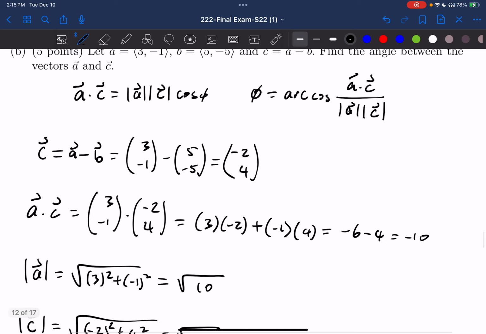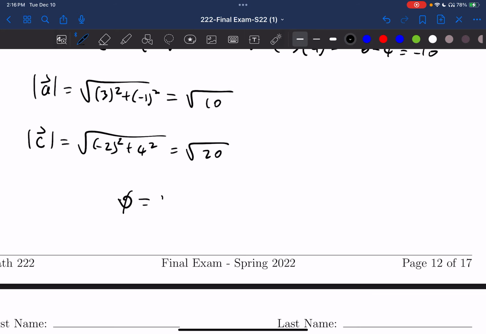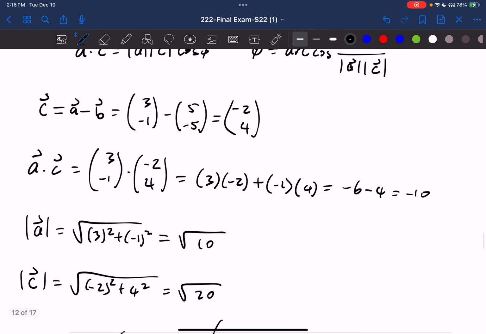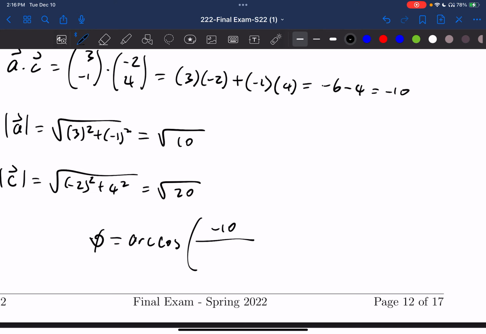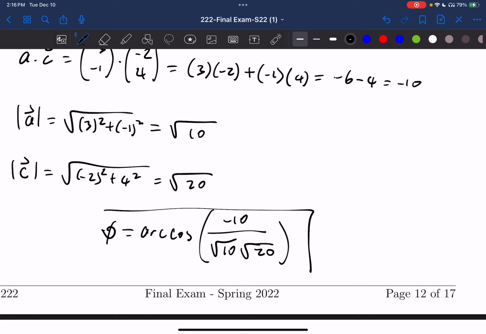So plugging everything we know into this formula, we're going to get theta is equal to arccosine of a dot c, which we said was negative 10, all over the magnitude of A, which is the square root of 10, times the magnitude of C, which is the square root of 20. And this will be our answer.